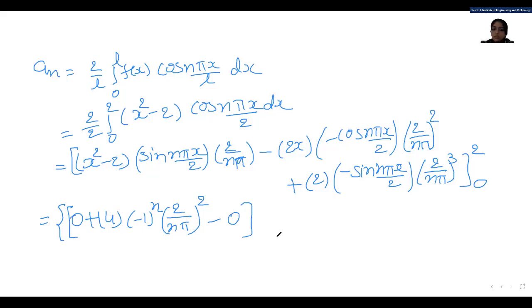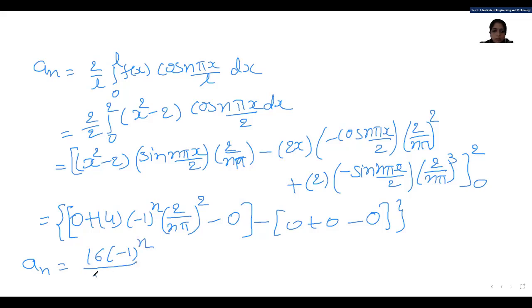So this is for the upper limit, minus for lower limit. If I substitute 0, sin 0 is 0. Here, cos 0 is 1. But if I substitute 0 here, then 0 into anything is 0. So my second step is 0. And for the last, sin 0 is again 0. So the value of an, that is here 2 square, 4, 4 4s are 16, minus 1 raised to n upon n square pi square.